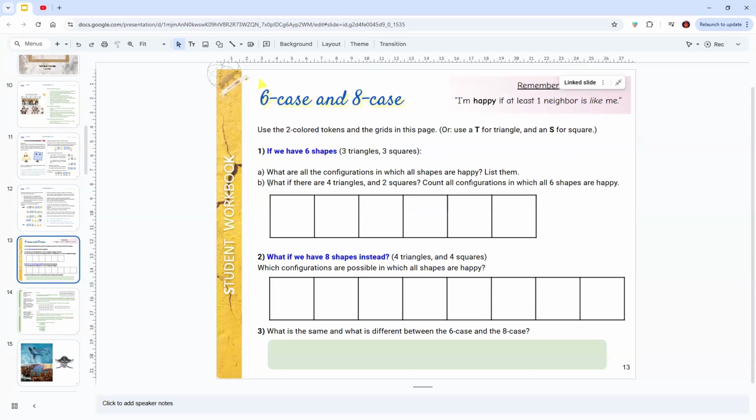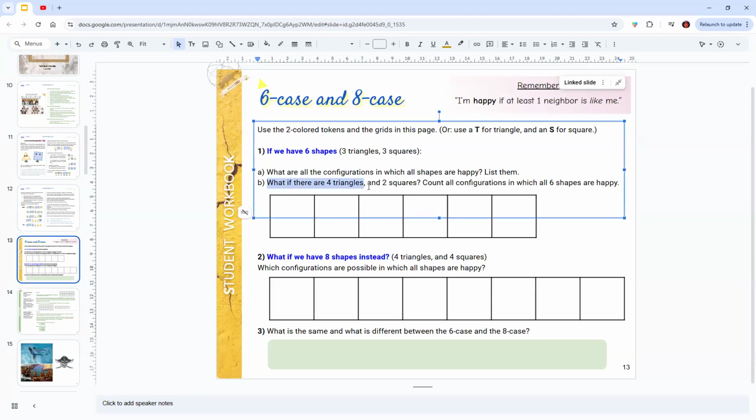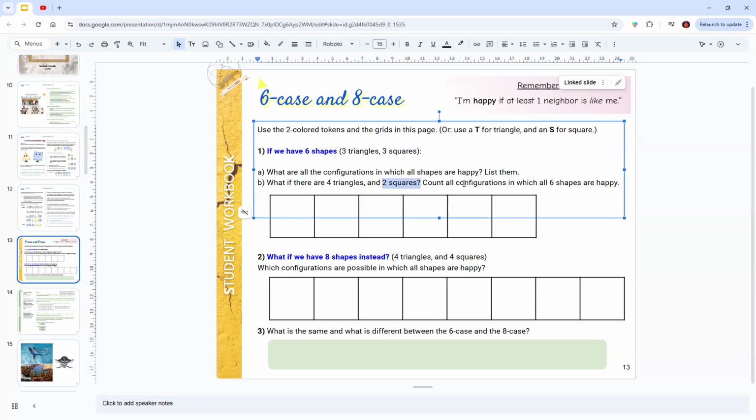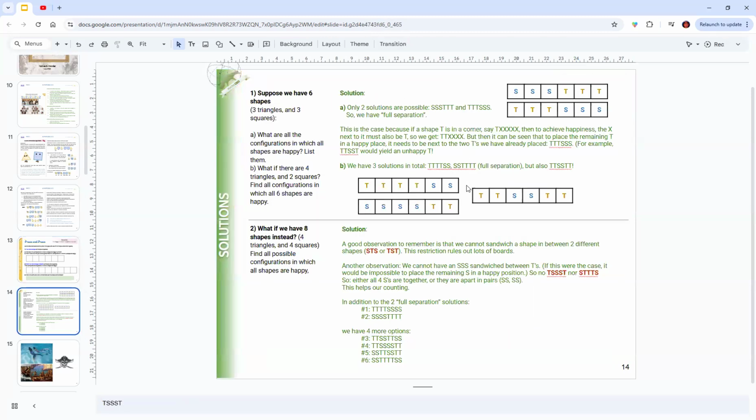Now we change a little bit, just by what if we have some imbalance of 4 triangles and 2 squares? Do we have more configurations? And potentially yes, because then maybe we can just make the squares happy, take care of that. And there's more triangles, it may be easier for them to be happy. So we end up with a new solution, so to speak.